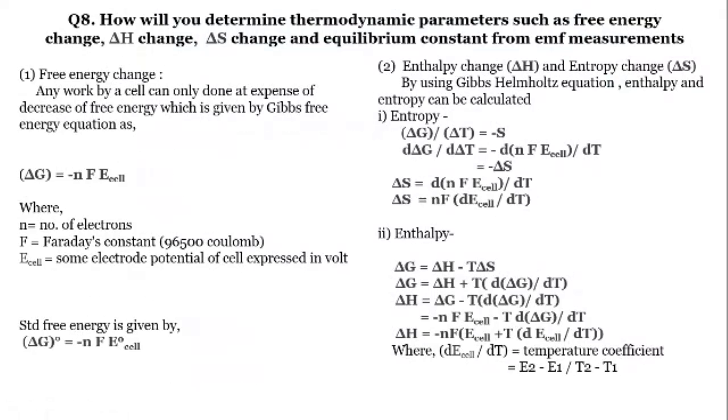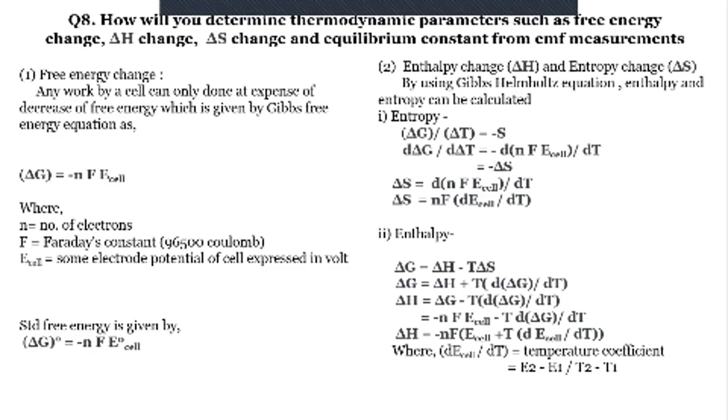As you know, we have already seen the free energy, that is the energy associated with any system or any molecule. We call it free energy. Any work by a cell can only be done at the expense of the decrease of the free energy, which is given by the Gibbs free energy equation as delta G is equal to minus NFE cell, where N is the number of electrons, F is the Faraday's constant, whose value is about 96500 coulomb, and E cell is nothing but the electrode potential of the cell expressed in volt.